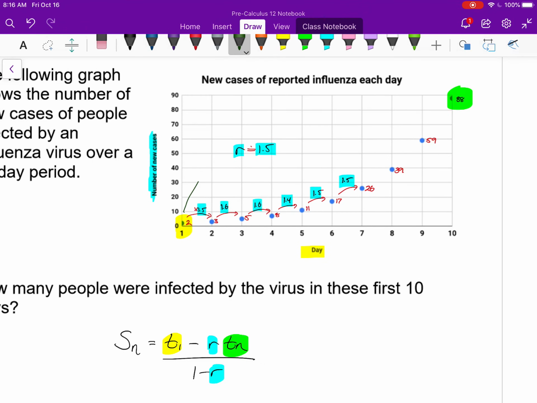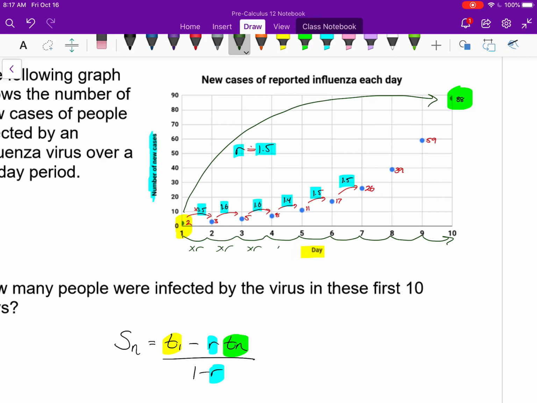Let's look at the jump from here all the way to here. I feel pretty good that the last number is pretty darn close to 88, and I feel pretty good the first one's pretty close to 2. Let's think about that. I can figure out R algebraically. Again, I'm still estimating, but it may be a bit more accurate. If I go from 2 cases in a day to 88 new cases in a day, that took 9 days: 1, 2, 3, 4, 5, 6, 7, 8, 9.